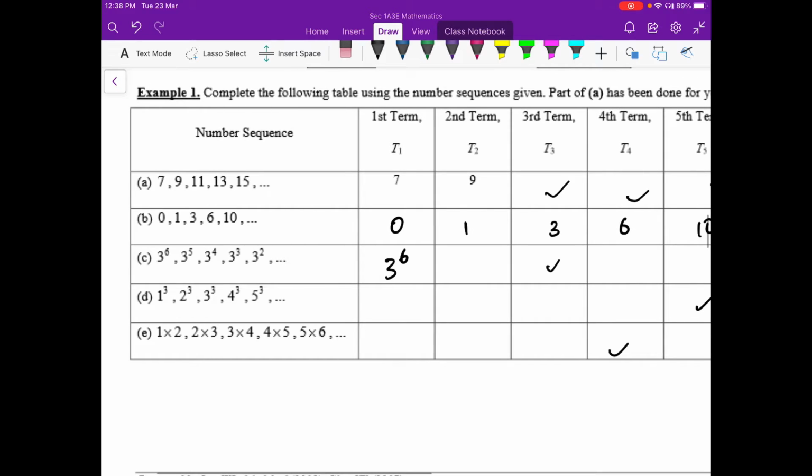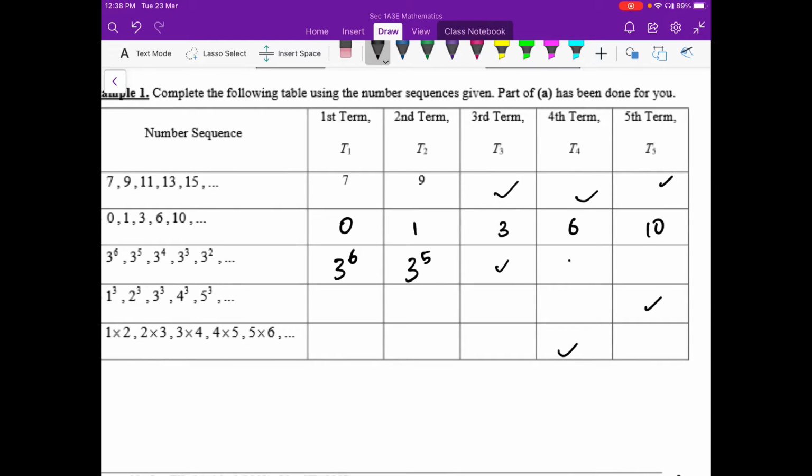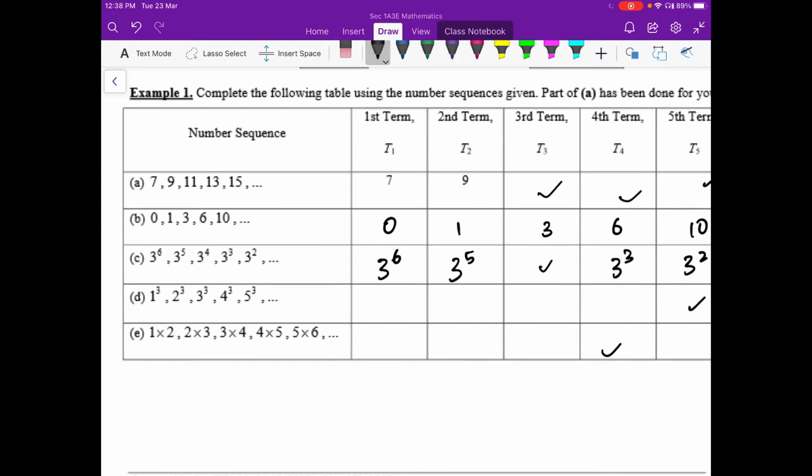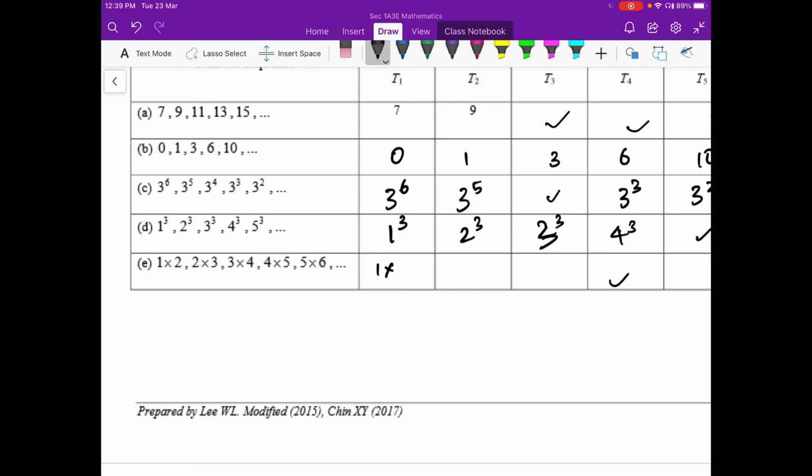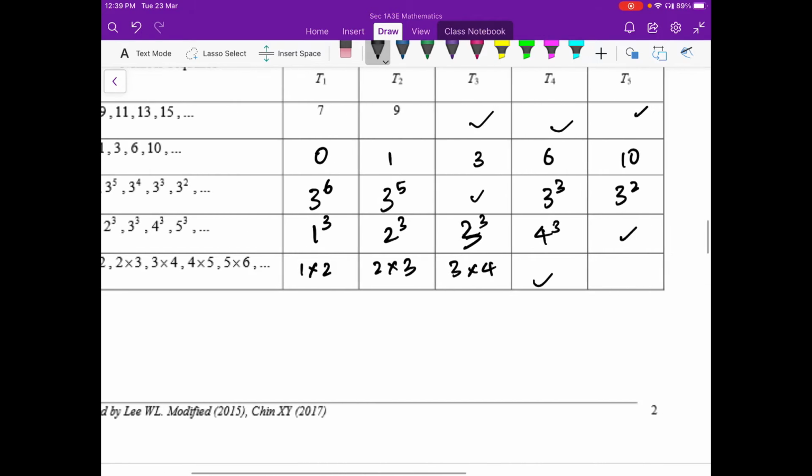So the next blank we have 3 to the power of 5 and 3 to the power of 4, 3 to the power of 3, 3 to the power of 2. And I think you can fill in all the rest of the blanks really quickly. 1 to the power of 3, 2 to the power of 3, 3 to the power of 3, 4 to the power of 3, 5 to the power of 3. And the last one, wow, 1 times 2, 2 times 3, 3 times 4, 4 times 5, and 5 times 6.